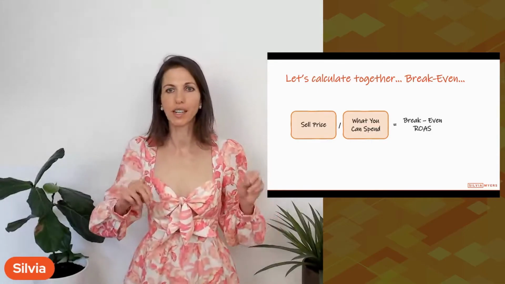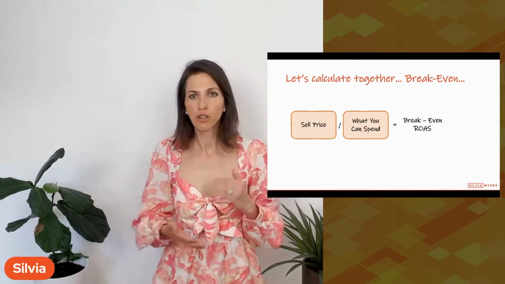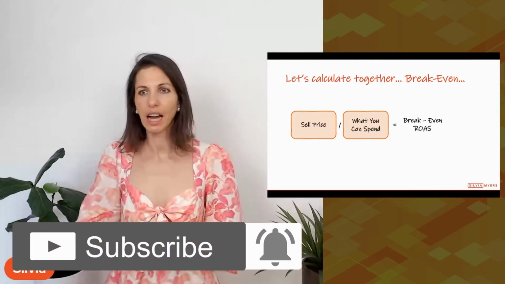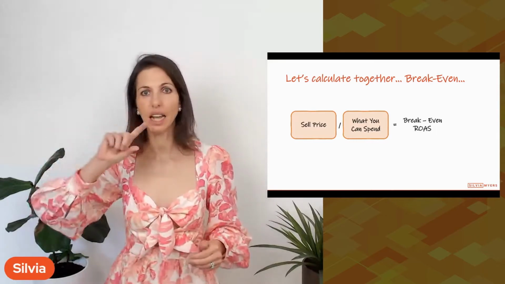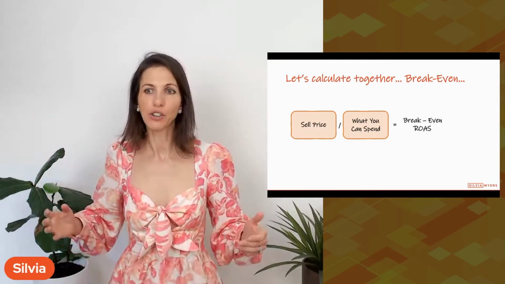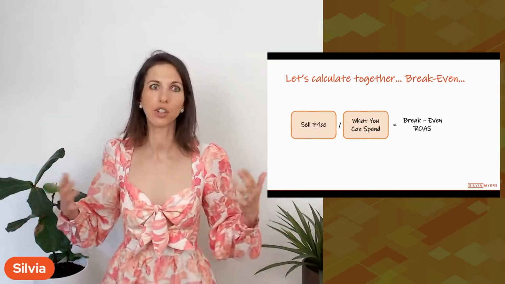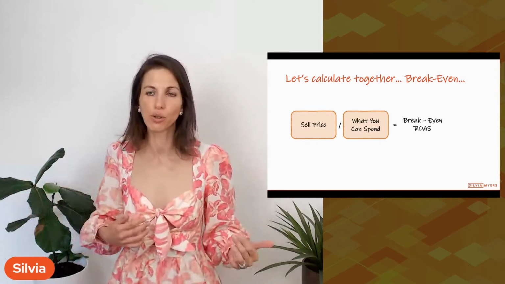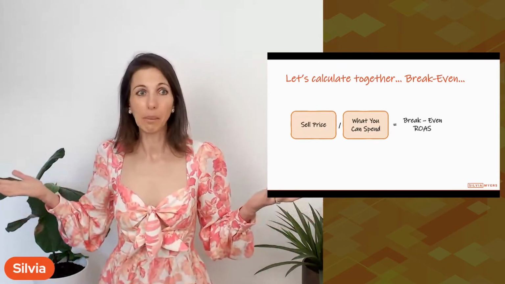ROAS, or return on ad spend. Those of you who run ads all the time see this number, ROAS, all the time. And you are like, well, I know that 5 ROAS is better than 2. But what is my break-even point?